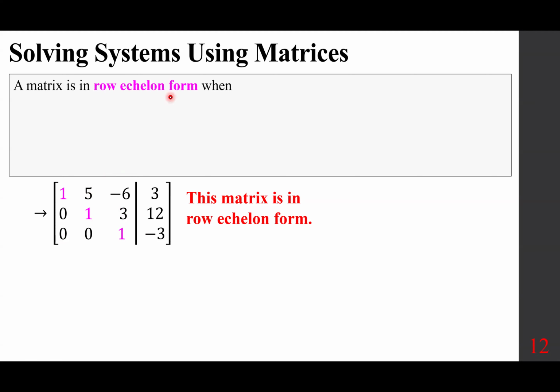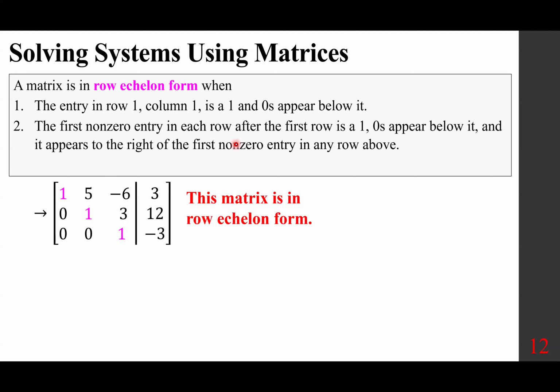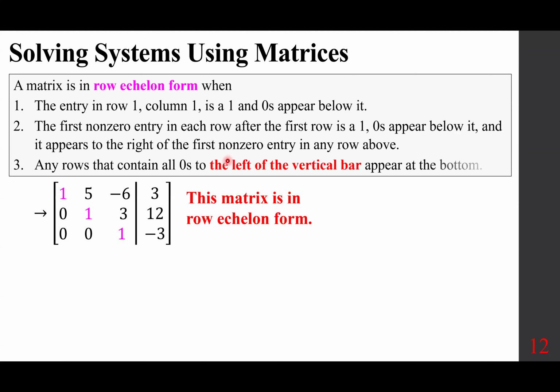So reminding you, a matrix is in row echelon form when the entry in row 1, column 1 is 1 and zeros appear below it. The first non-zero entry in each row after the first row is 1. So after the first row, the first non-zero entry is 1, 0 appears below it, and it appears to the right of the first non-zero entry. Any rows that contain all zeros to the left of the vertical bar appear at the bottom. This is the bar. If we happen to have zeros, those three are zeros, they have to be at the bottom.